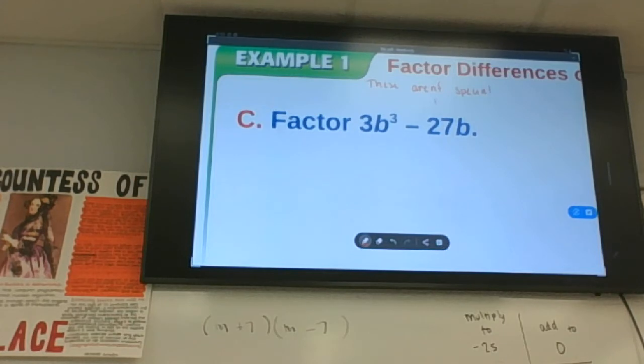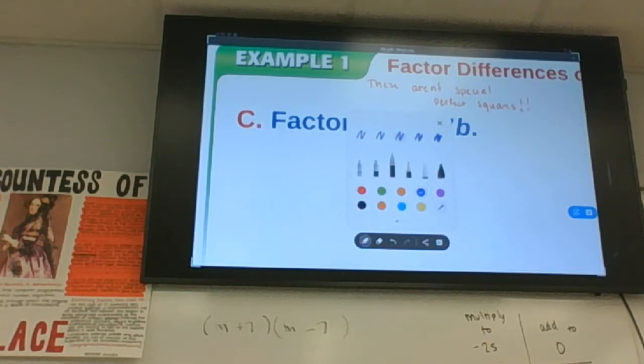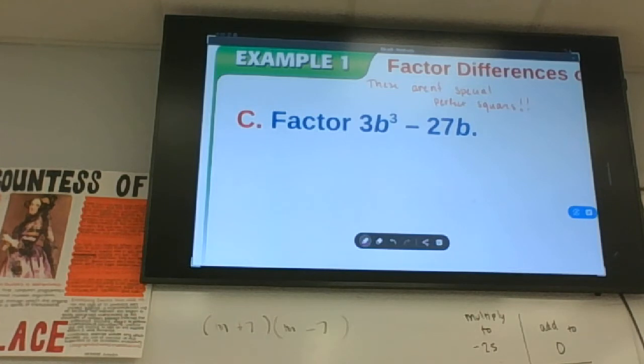Then just bring down 3, because 3 can go into 27. Alright, these are not special perfect squares, so this is actually a two-part process. We don't see anything that can square root, but actually what Tony said is absolutely right. We do see a greatest common factor. Look at that.